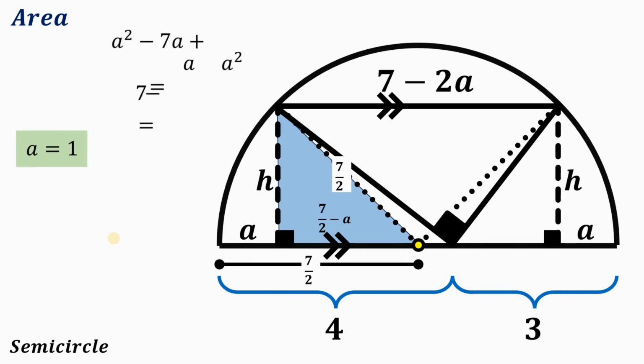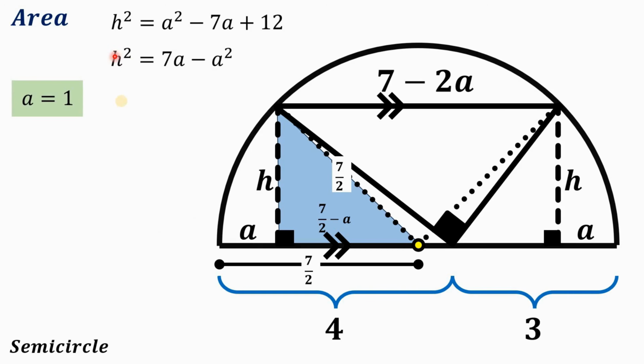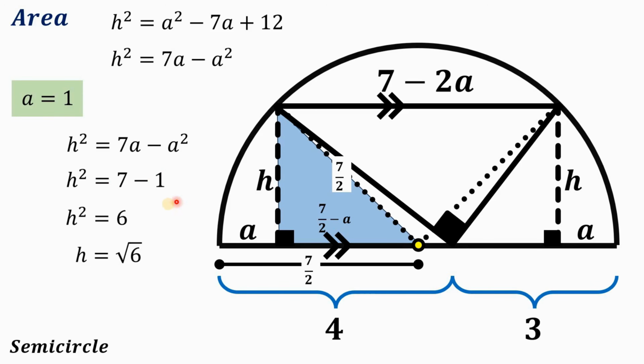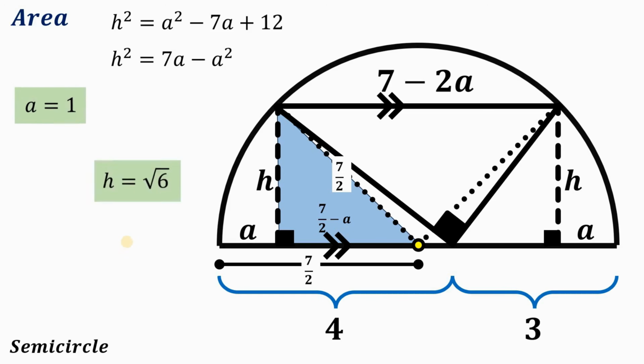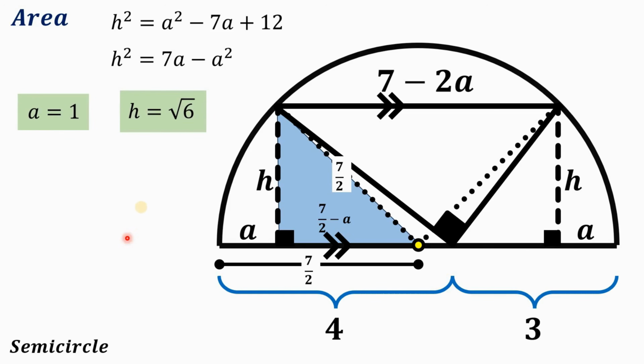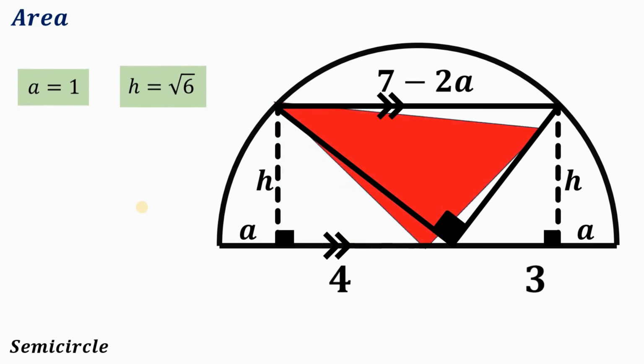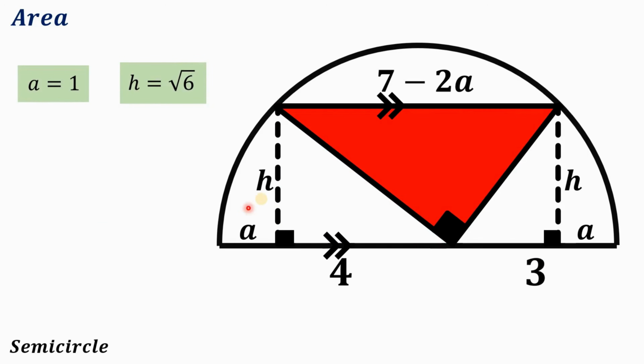Now, we know for sure that A is 1. So how about H? Using the second equation, we have H squared equals 7A minus A squared. Since A is 1, we have H squared equals 7 minus 1. And 7 minus 1 is 6. Therefore, H simply equals square root of 6. Now, we know A and H. A is 1, H is square root of 6. In short, we can now find the area of this red triangle. Now, this H is square root of 6 for sure. And we know A is 1, so 7 minus 2 times 1 simply equals 5.